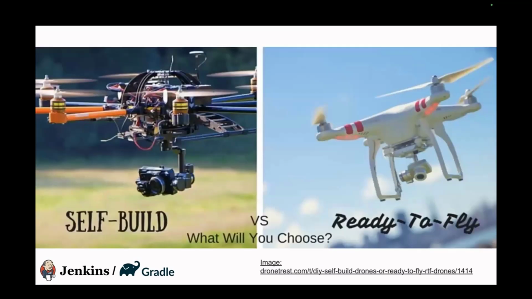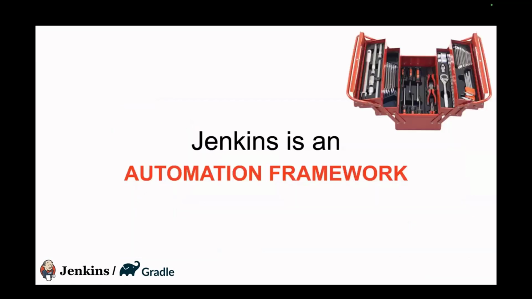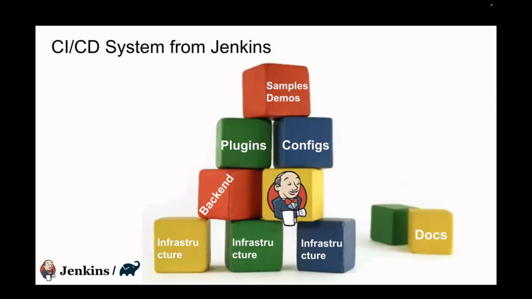So one thing I always ask when I talk about Jenkins is whether you prefer self-built or ready-to-fly tools, because this basically depends on what we will choose. Jenkins inherently is an automation framework, so it wouldn't work out of the box. Instead, it provides a toolkit, or rather a framework, which you can use to build your own automation system, connect with other tools, and actually get a great developer experience. So yes, Jenkins is an automation framework, and it is extensible.